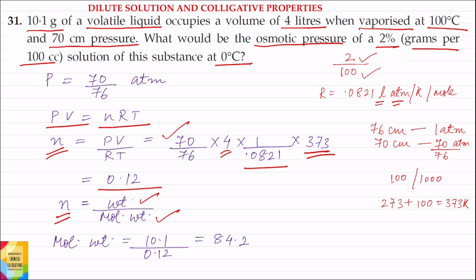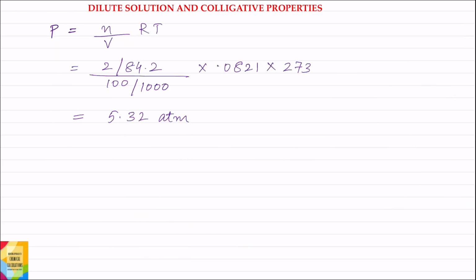Number of moles is 0.12 and weight is given as 10.1 gram. So molecular weight will be equal to weight, that is 10.1 gram, divided by number of moles, that is 0.12, and this is equal to 84.2 grams per mole. Now to find the osmotic pressure.